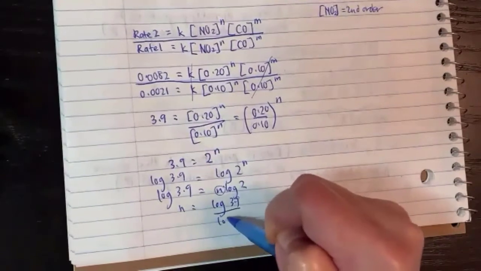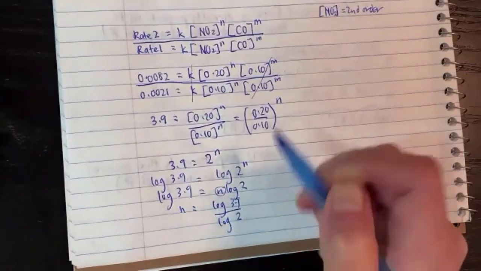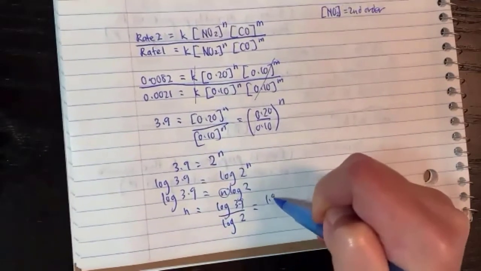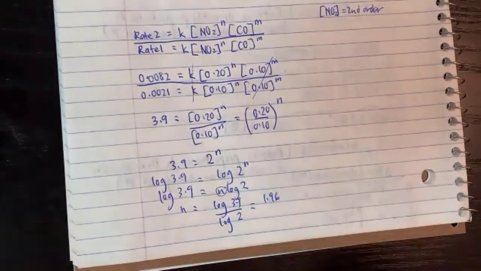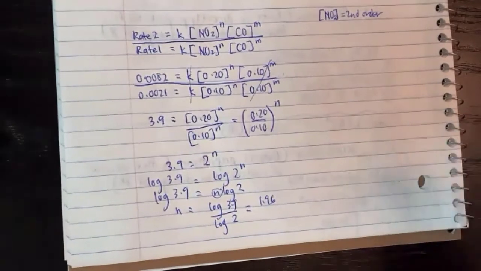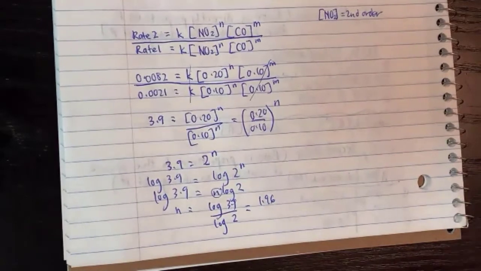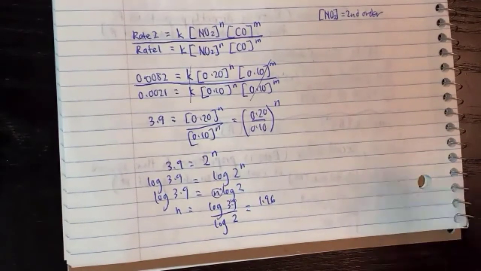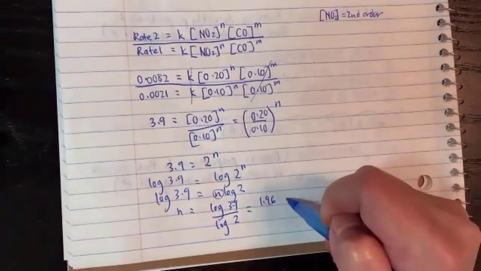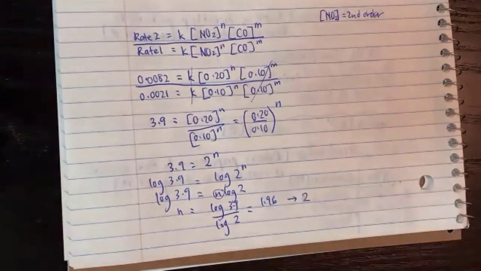log 3.9 over log 2. So you get 1.96, and since we're talking orders here, it's 0, 1, 2, and sometimes there are half orders, but there's no 1.96 order, okay? So you will want to go ahead and round it to 2. Okay, so you will be rounding, okay? So you're rounding to whole numbers or halves.